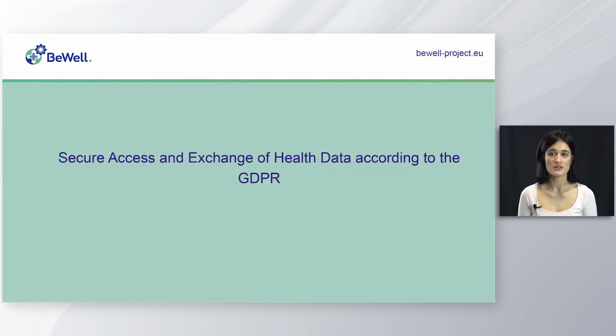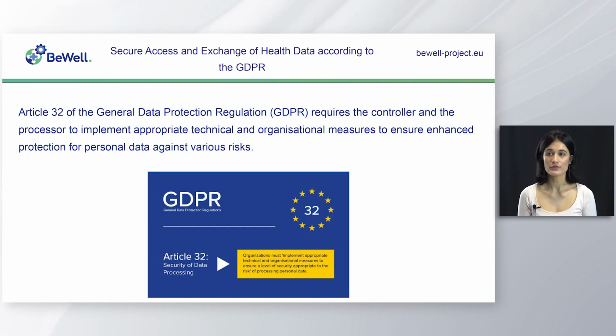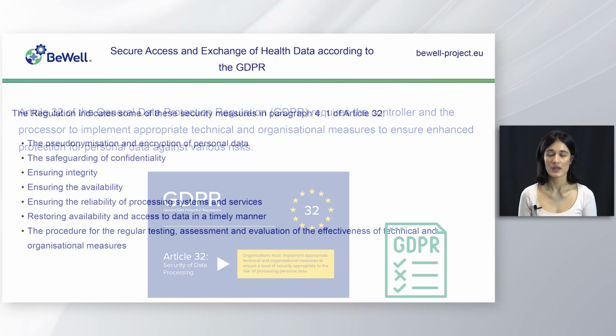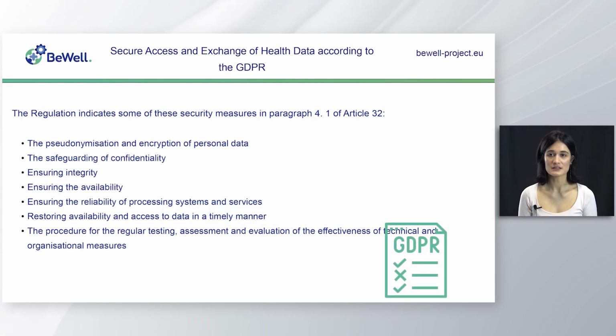Secure access and exchange of health data according to the GDPR. Article 32 of the regulation requires the controller and the processor to implement appropriate technical and organizational measures to ensure an enhanced level of protection for personal data against a variety of risks. The choice of appropriate measures depends on many factors, so there cannot be an absolute level of security. The regulation makes an indicative reference to some of the security measures in paragraph 1 of Article 32.